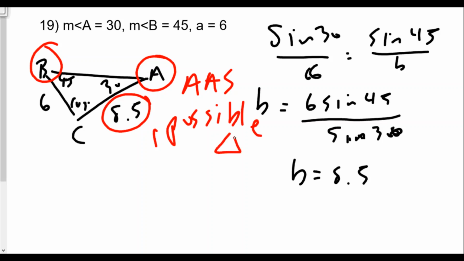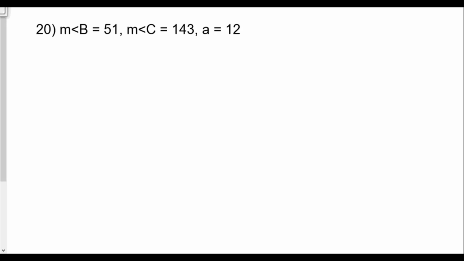Okay, our next question here. Measure angle B is 51 degrees, measure angle C is 143 degrees, and A is 12. So we would begin with saying law of sines.